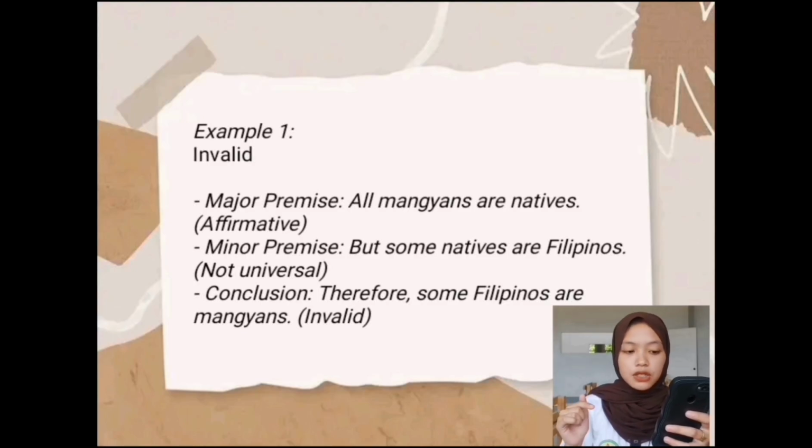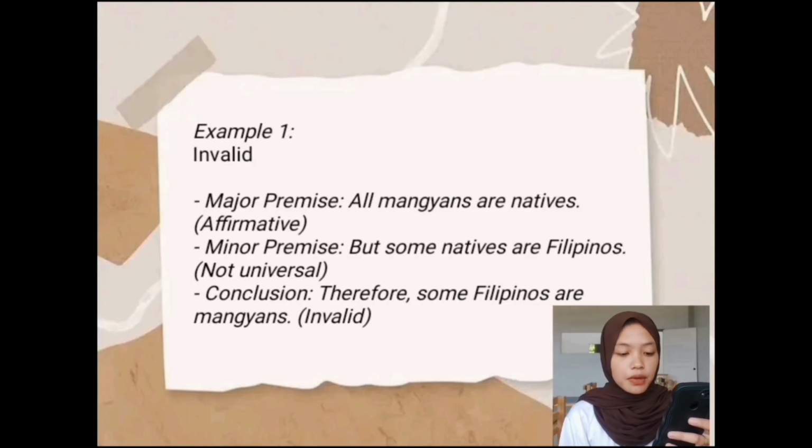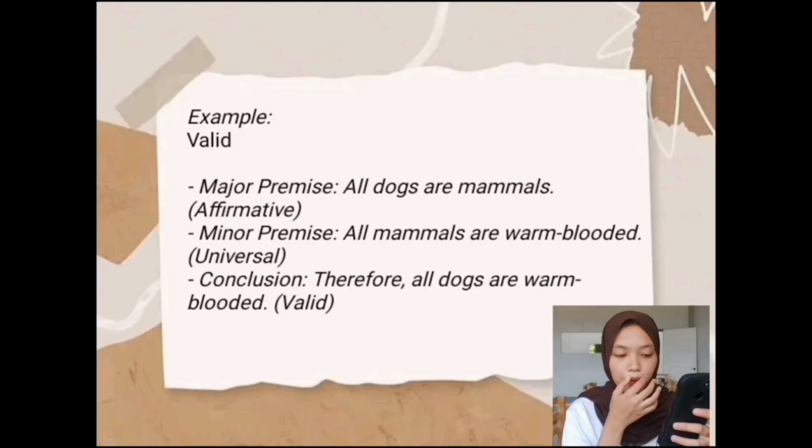So, ang native is hindi siya na-distribute sa minor premise. That's why naging illicit of undistributed middle term. So, let's proceed to the valid example.